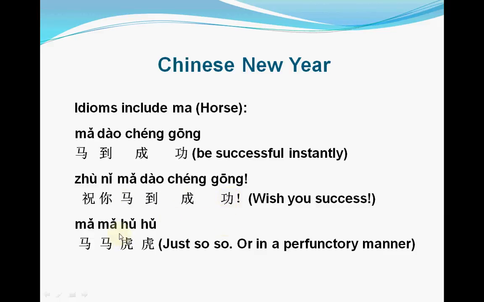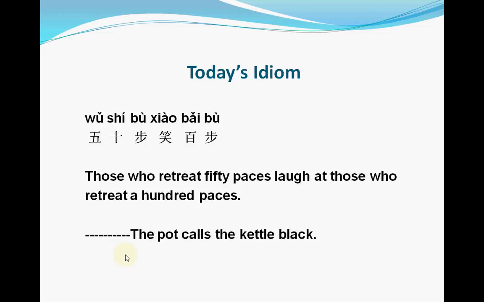Another idiom that includes 马 is 马马虎虎. 马 means horse. 虎 means tiger. Horse and tiger. I don't know why, it just means so-so. For example, if somebody asks me, how's your swimming skill? I can say, 马马虎虎啦. Okay, that's all for today.